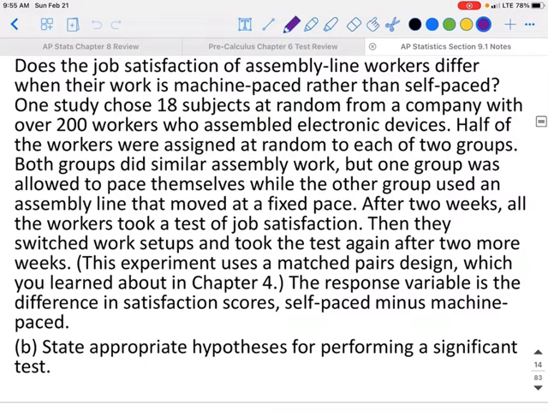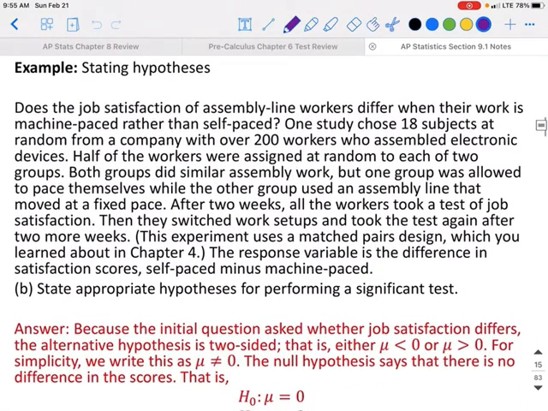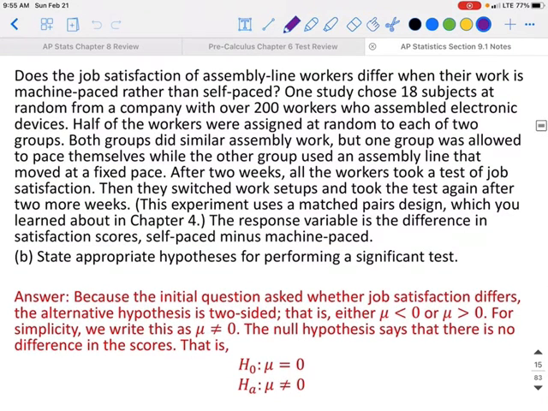State appropriate hypotheses for performing a significance test. So your null hypothesis is always going to be either p equals something or mu equals something. In this case, we're going to assume that there's actually no difference between the two ways that they could be paced. So we're going to let our null hypothesis be that mu equals 0. And then we don't know if it's going to be better or worse. So we're going to let our alternative hypothesis be that mu does not equal 0. We don't know which one's going to be better, so we're better off to just say, I don't think it's going to be 0, but it could be better or it could be worse, so it's just not equal to 0.